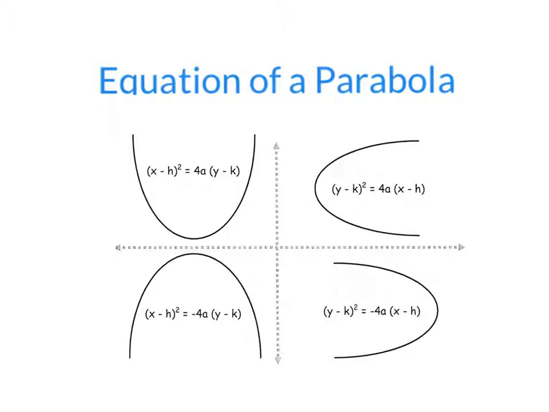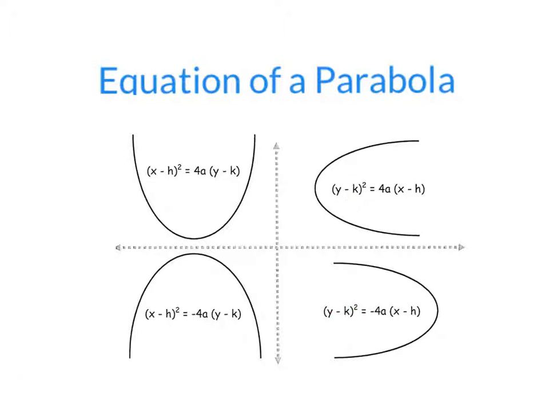Now, a few things about these formulas. When it's up or when it's down, the value that is squared is the x side. So if you look at this, the side of the equation that is squared is the side that has the x. And if it's left or right, the equation has the squared around the y.